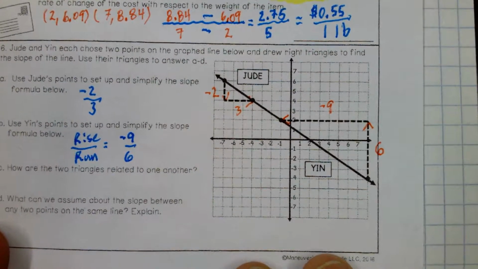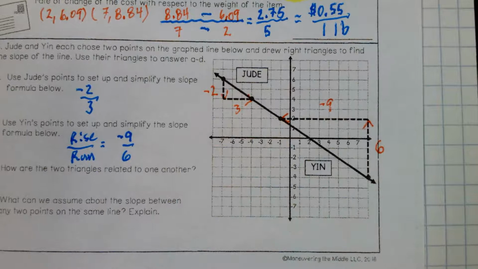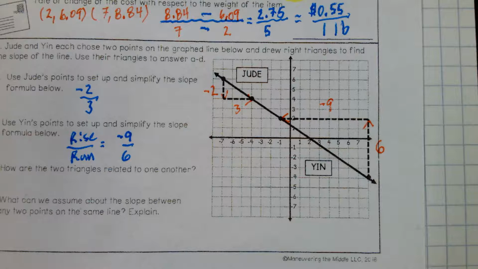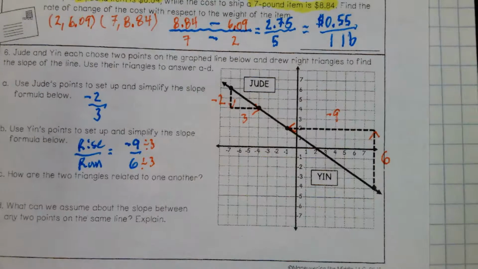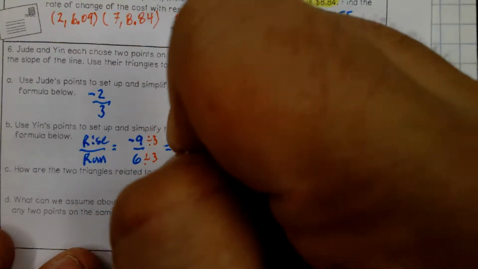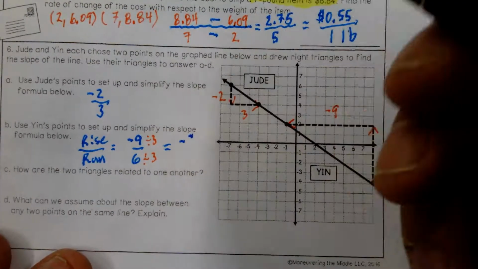I guess I didn't get the memo about not going out. Okay. I got a different slope, didn't I? Or did I? Is that going to be a different slope? Can I simplify it? Is there something that goes into 6 and 9? 3. And when I do that, look what I get. -9 divided by 3 is -2. Oops.